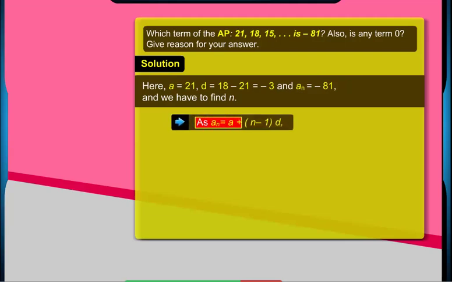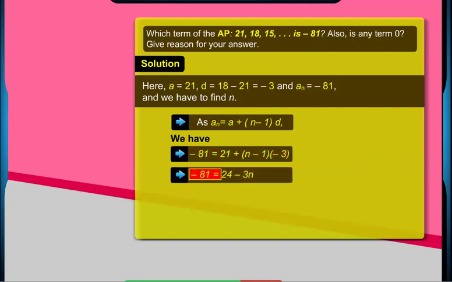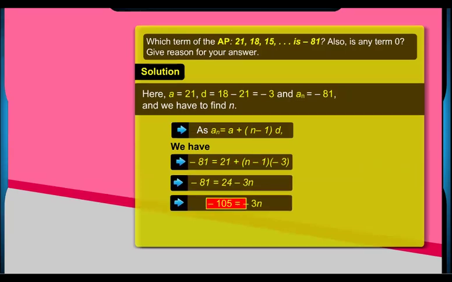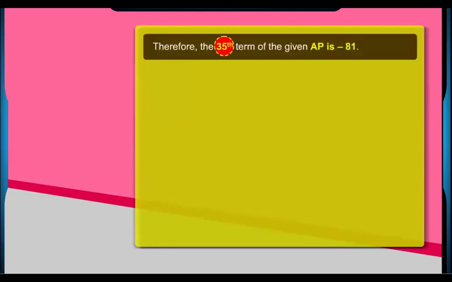As an = a + (n - 1)d, we have -81 = 21 + (n - 1)(-3). -81 = 24 - 3n. -105 = -3n. So n = 35. Therefore, the 35th term of the given AP is -81.